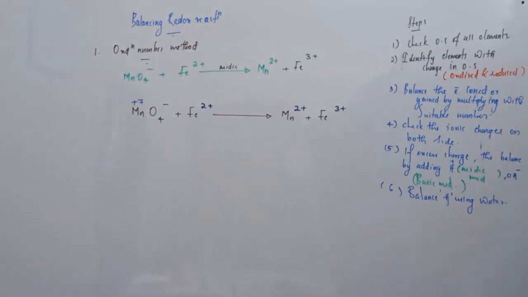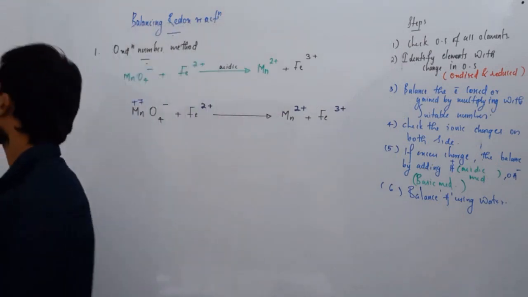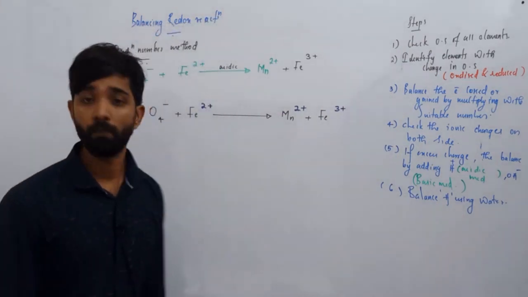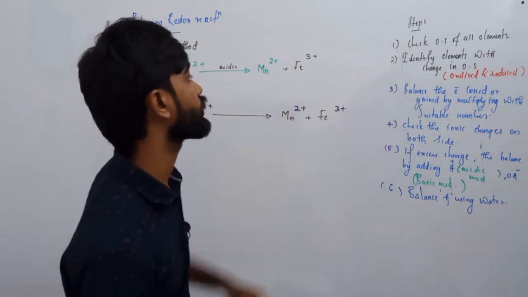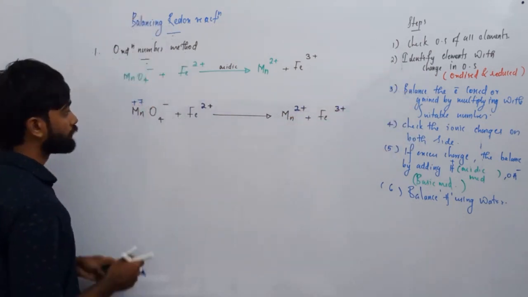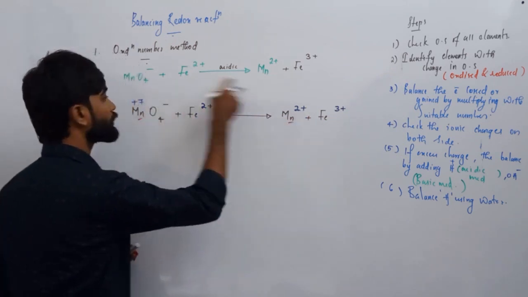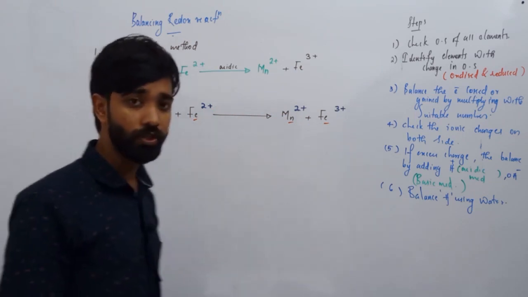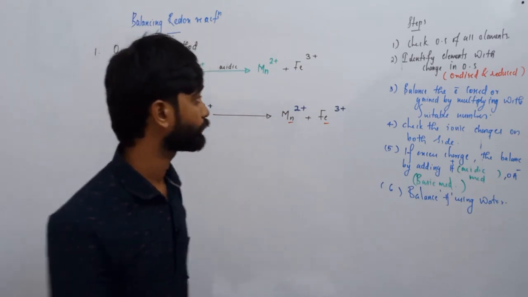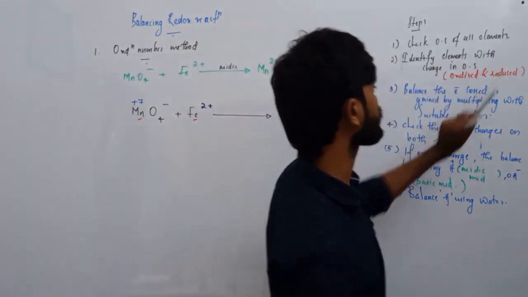So we get the OS of all elements. Now, what is the next step? Identify the elements with a change in OS. The elements with a change in OS are manganese, +7 to +2, and iron, +2 to +3. So the elements with a change in OS are manganese and iron, which means they are oxidized and reduced.